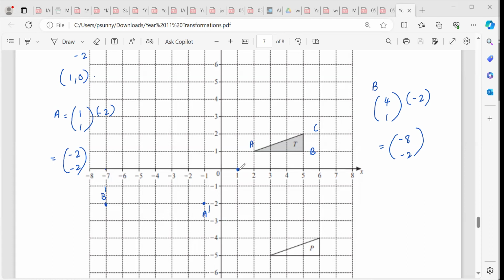Now to find C, I need to move 1, 2, 3, 4 towards right and 2 up, but the scale factor is -2. Multiply 4 into -2 is -8. 2 into -2 is -4. So from the center of enlargement, 8 towards left, 1, 2, 3, 4, 5, 6, 7, 8, and 4 down, 1, 2, 3, 4. This will be my C dash.